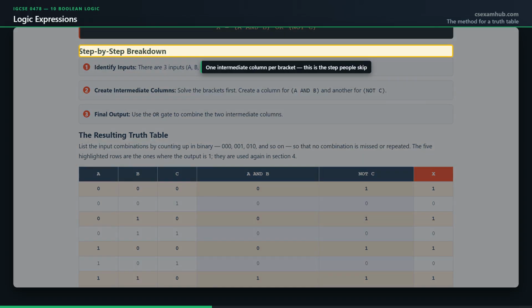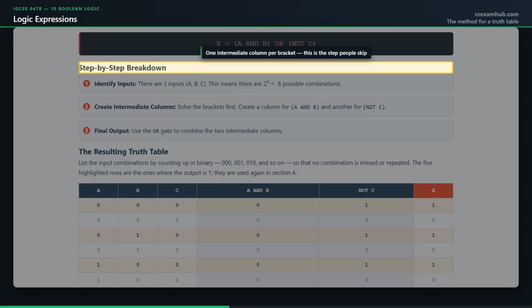This is the step students skip, and it is the one that saves you. Working out a compound expression in your head for 8 separate rows is how errors get in. Working out 2 simple columns and then combining them is reliable. Third, produce the output column by applying the final gate to those intermediate columns. Let us actually do it.